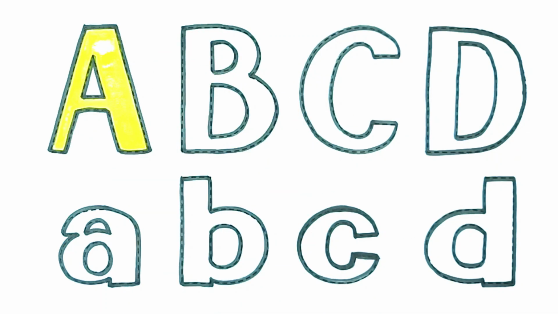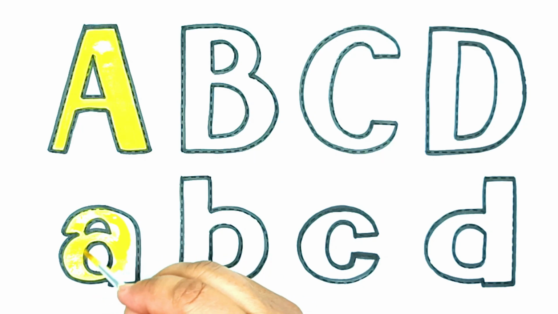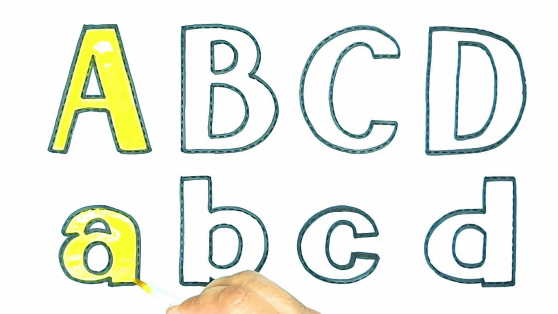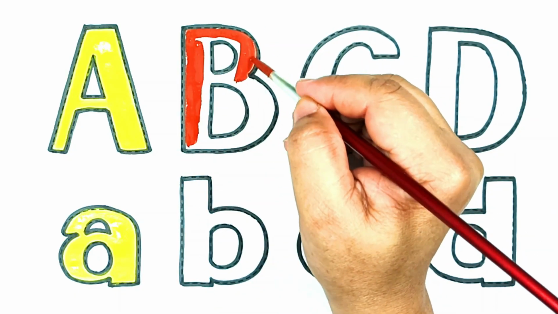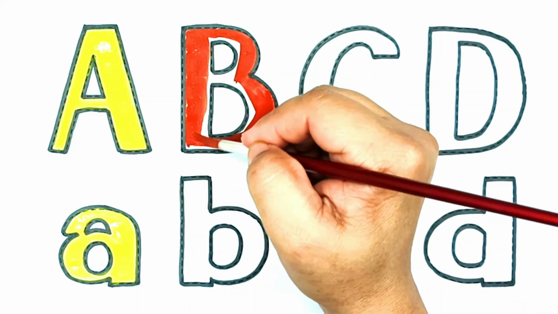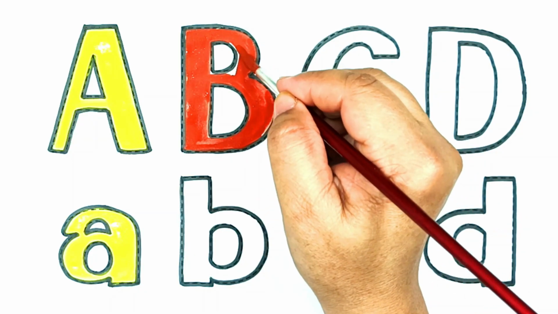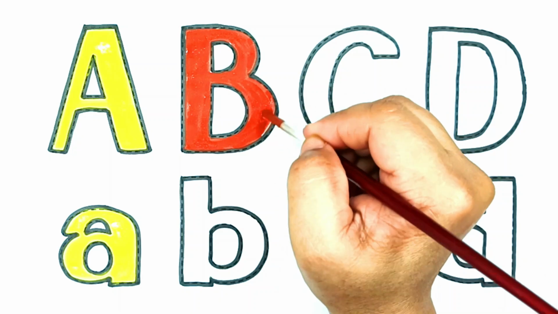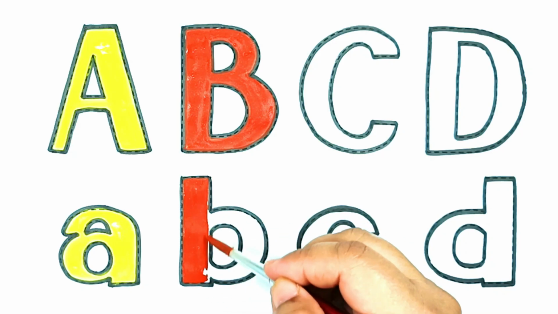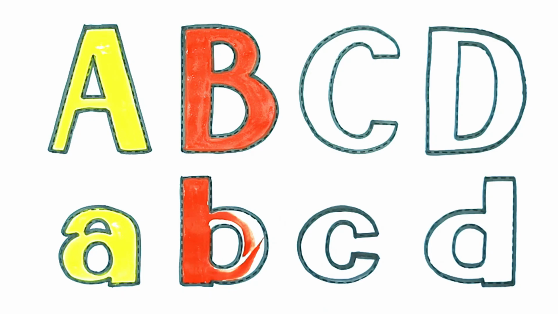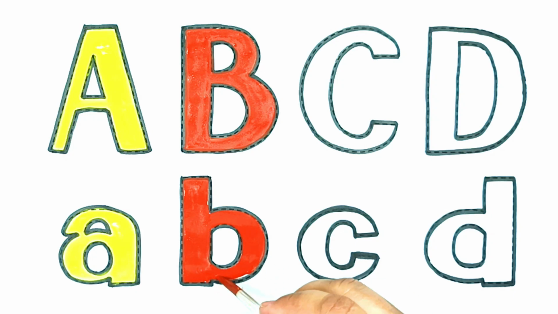A is for apple. A is for ant. B is for bat. B is for ball.